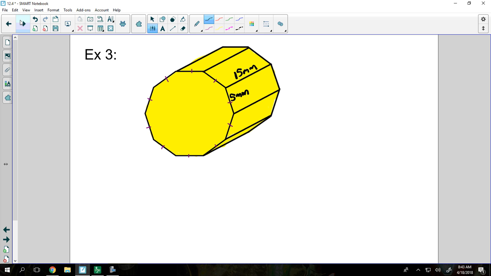Example 3, same directions. We are again finding the volume, but this time, if you count the sides, there are 1, 2, 3, 4, 5, 6, 7, 8, 9, 10. So we are dealing with a decagonal prism. The volume is still area of the base times the height. Since it's a regular one, to find that area, we're going to use the half times the apothem times the perimeter. So I need to know the value of that apothem.